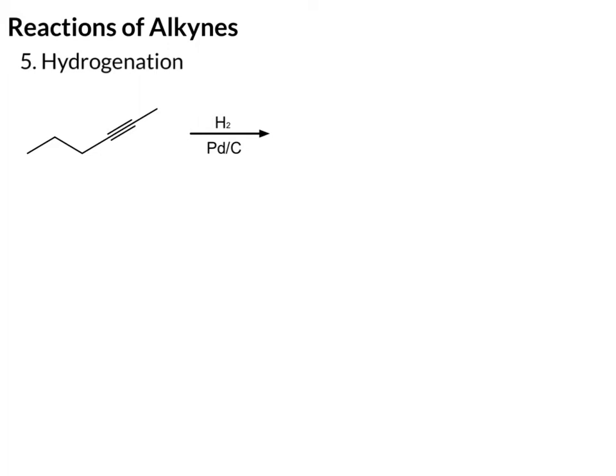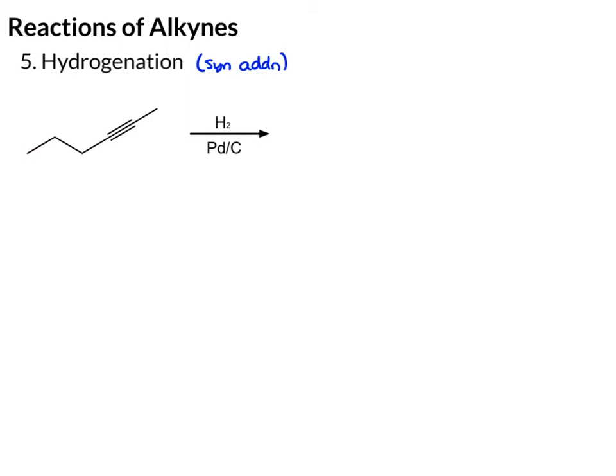Like alkenes, we can hydrogenate alkynes, meaning we add hydrogen gas across the pi bond. So if I take this, this is an internal alkyne, and add H2 across that pi bond, it will add syn. So let's make a note here that it is syn addition. And we'll go from the triple bond to the double bond.